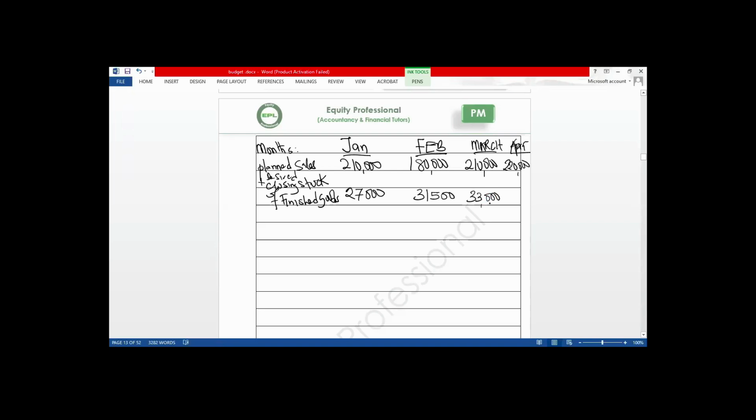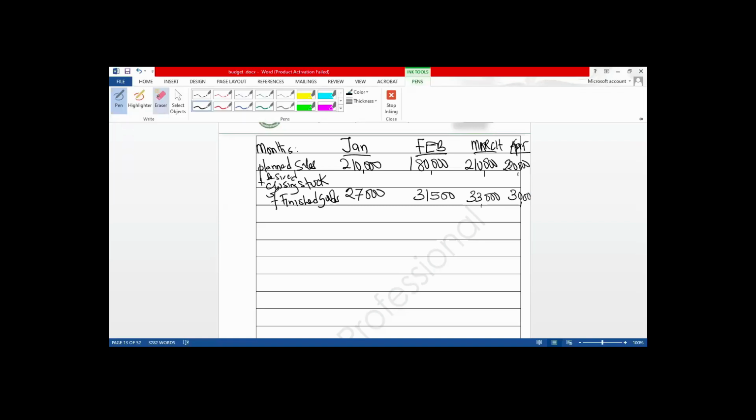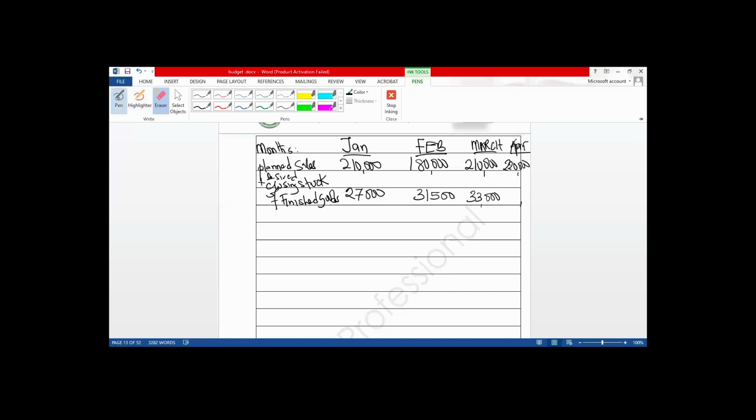If you want to get closing stock for April, go and look at May budgeted sales. That is 200,000. Now compute 15% of 200,000. That's 30,000. That becomes the closing stock for April. This is 30,000.